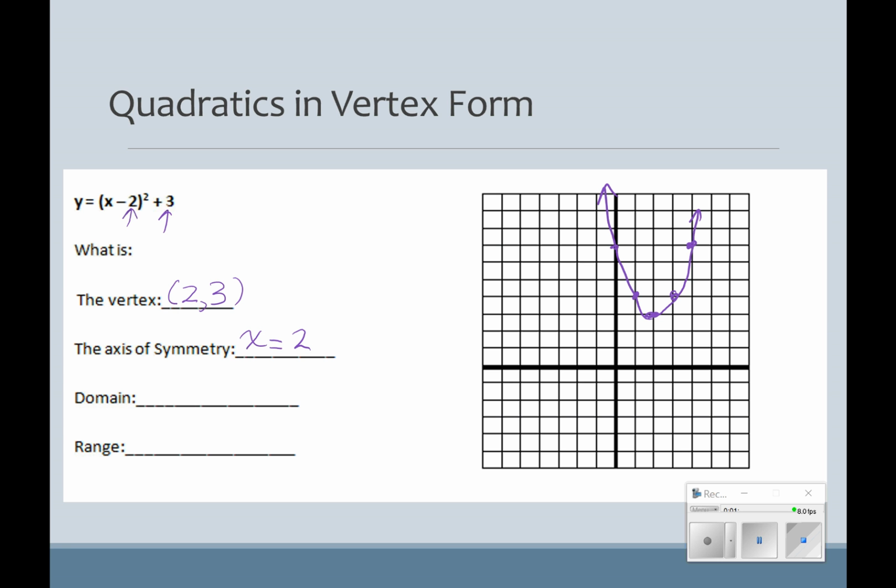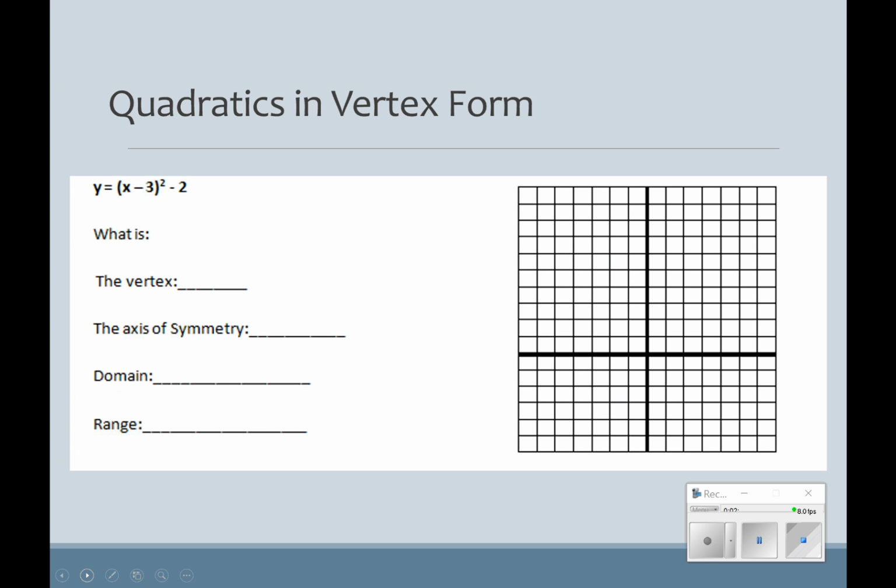Remember, our domain is going to be all real numbers, so we can say negative infinity to infinity, or x is an element of the reals. Our range is what's always restricted, so we look for our minimum y value, which is 3 to positive infinity, or if we were to write it in set notation, y such that y is greater than or equal to 3.